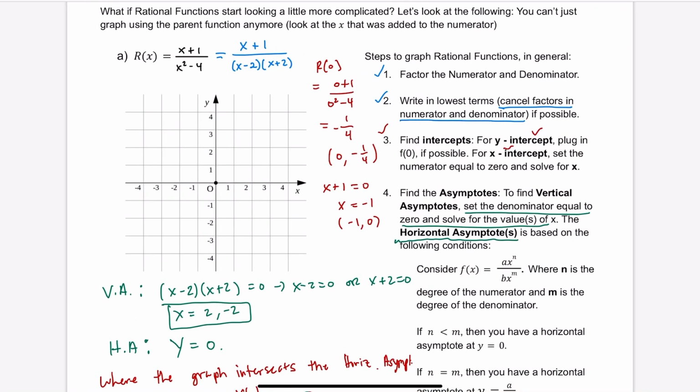we have the intercepts that we found here. In the initial part right here, we found the x-intercepts and the y-intercept. Well, drop those in the graph. So we have 0, negative 1, 4 right there. We also have the x-intercept, that was negative 1 comma 0 right there, okay?